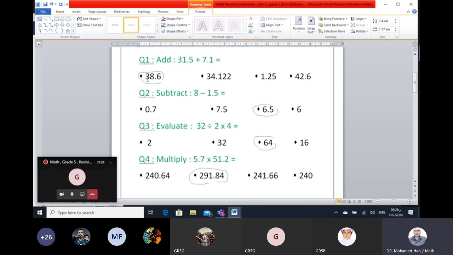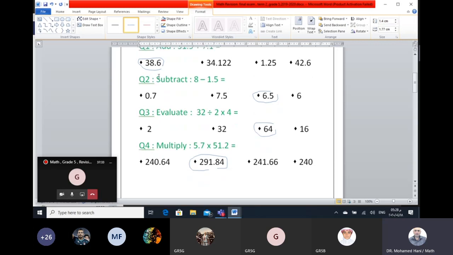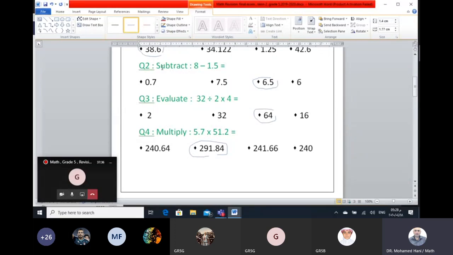You will find the answer 38.6. The second question here, subtract. We have 8 minus 1.5. You can solve it mentally here, no problem. 8 minus 1 will be 7. 7 minus half will be 6.5. If you want to do it as a normal subtraction, put 8 and put 0 point. Then put the point under the point, put 1 under 8, and put 5 under the 0. Then borrow 1 for 0. Then you can subtract, and the answer will be 6.5.